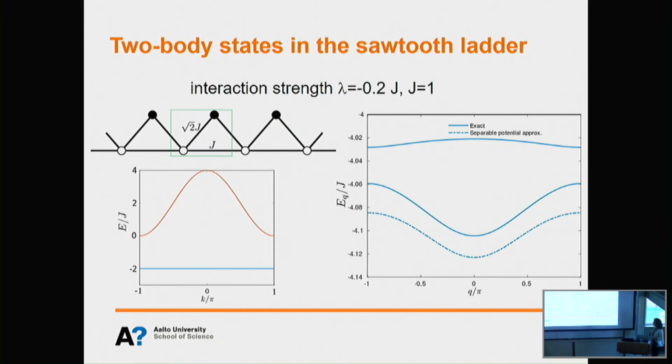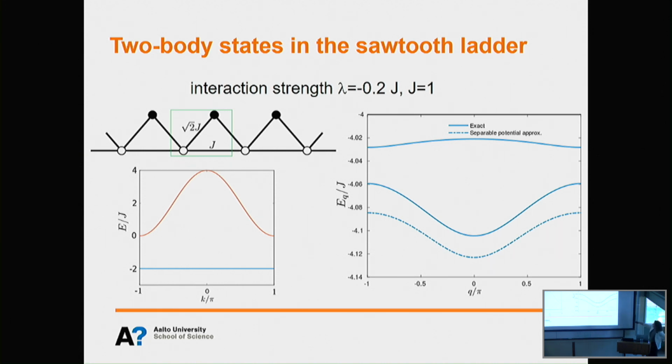Then we looked at a couple of model systems that you could do in optical lattices if you are bored with the square lattice. So for instance, this sawtooth ladder, this is the band structure. There is one flat band, and nicely it's the lowest one.